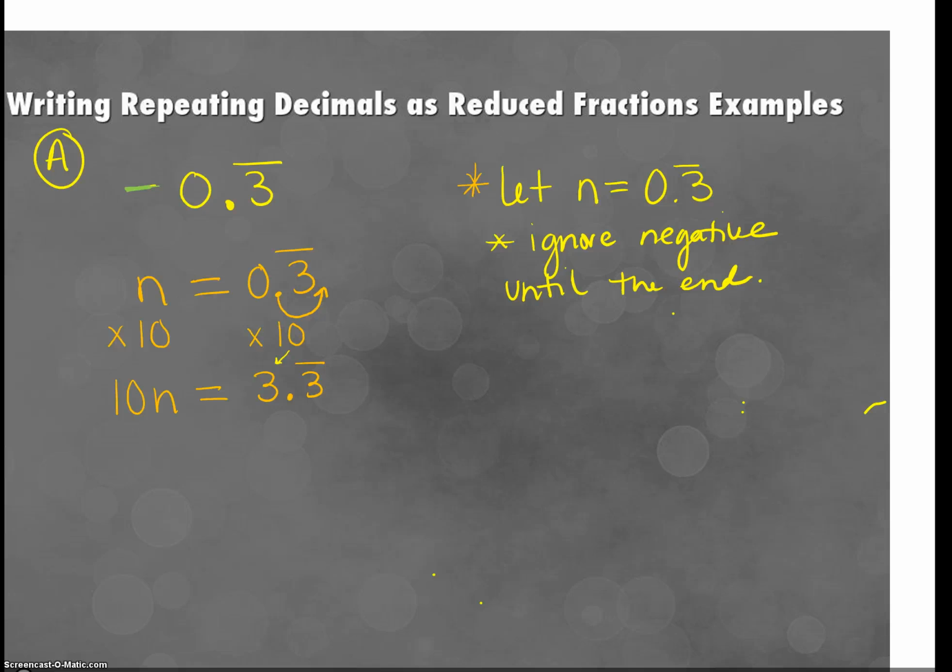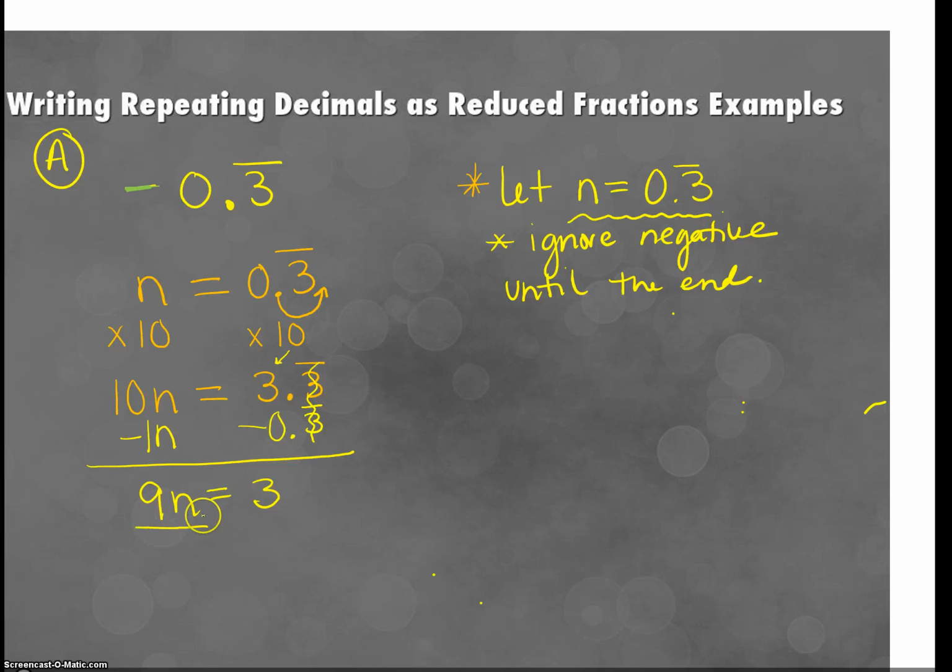So now I'm going to subtract an n from both sides, but when I write it on the number side, I'm going to write it as what I let n to be. So up here I let n be 0.3 forever, so I'm going to copy that down. Now when you see I do that, 10n minus 1n, 10 minus 1 gets me 9n, and 3.3 forever minus 0.3 forever, I'll just get 3. So I cleared out my bar decimal that repeated.